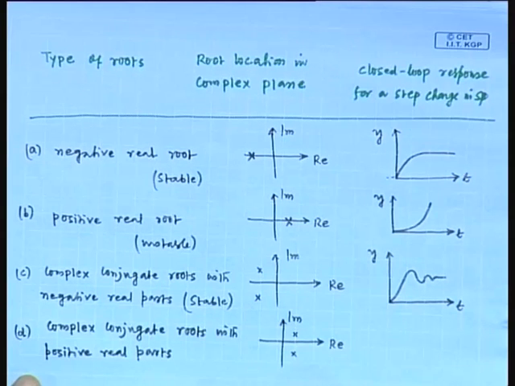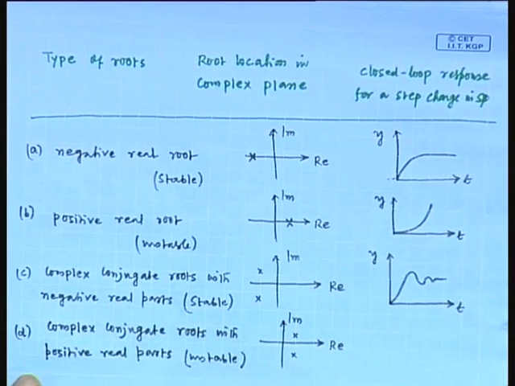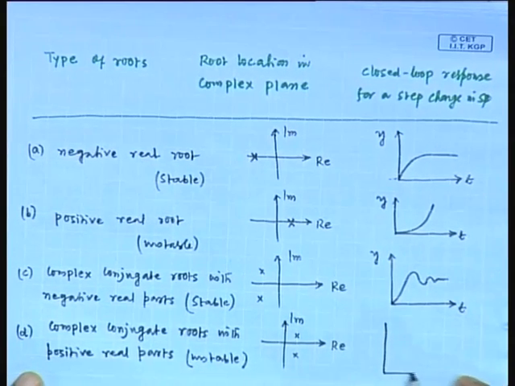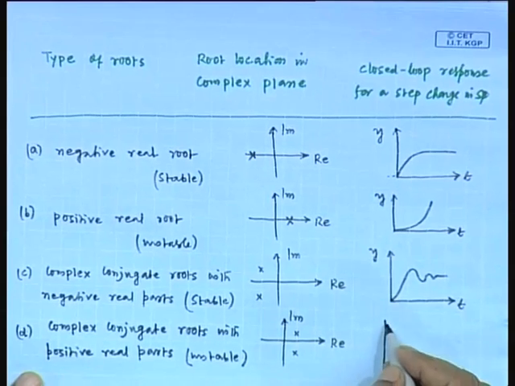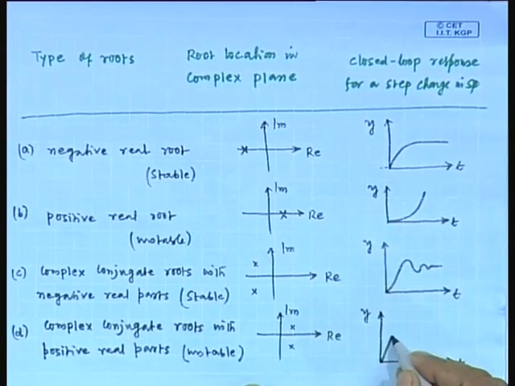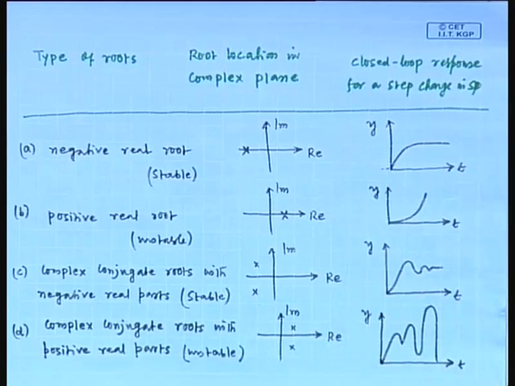So, what about the stability? Unstable. The closed loop system is unstable when it has two complex conjugate roots with positive real parts. And what will be the corresponding transient behavior? Oscillation with growing amplitude, like this. Fine. So, these are the four different situations created in a closed loop system.